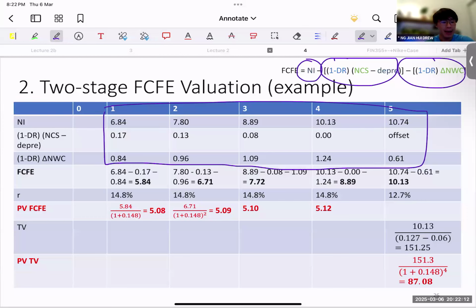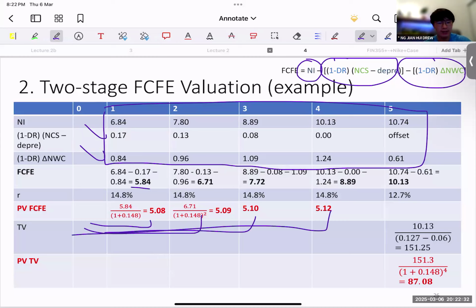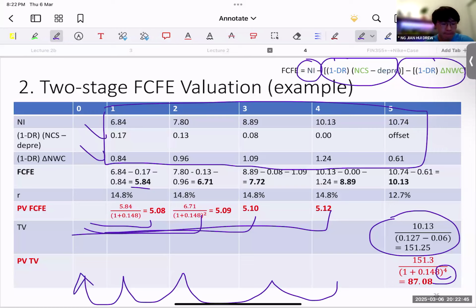And then we calculate the FCFE here. So NI minus this component minus this component, and we get this. Given the free cash flow, we discount it back to year 0: discount by 1 year, by 2 years, by 3 years, by 4 years. We calculate the terminal value using the growing perpetuity, and then we remember to discount it 4 times because you go back 4 times to year 0, giving the present value of the terminal value.